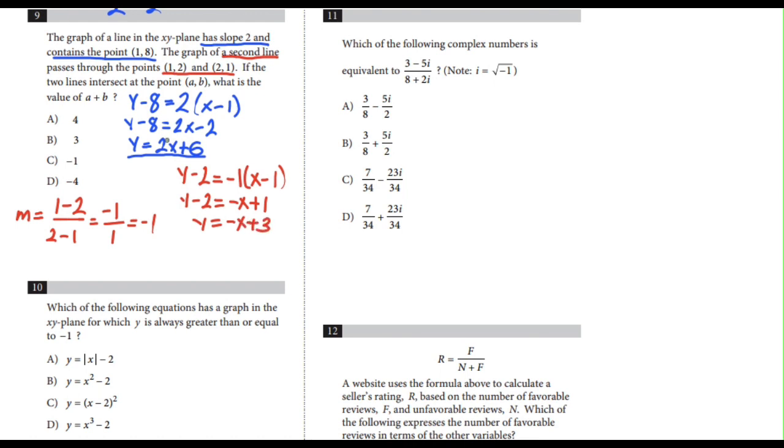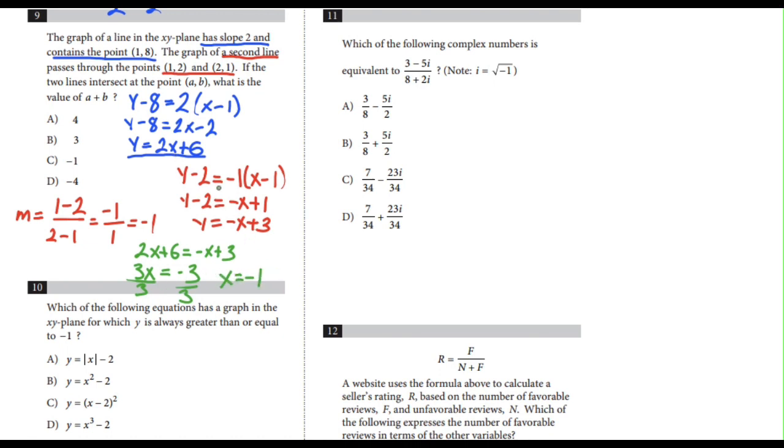The last step is to set these two y's equal to each other, or one of the last steps. So we're going to get 2x plus 6 equals negative x plus 3. We can add x over, and we'll get 3x. We can subtract 6 over. 3 minus 6 is going to be negative 3. And then if we divide by 3 on both sides, we're going to get that x equals negative 1.